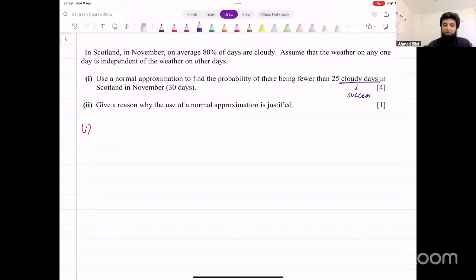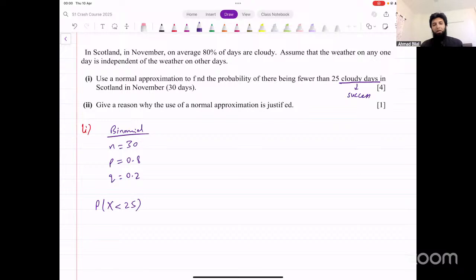What's the probability of success? 80% of days are cloudy, so the probability of a day being cloudy is 0.8. So we can say this is a binomial distribution with n equal to 30. We're talking about 30 days. Probability of success, where success is defined as a day being cloudy, is 0.8. Probability of failure would be 0.2. What we're looking for is the probability of there being less than 25 cloudy days. That's the probability that we want to find out.